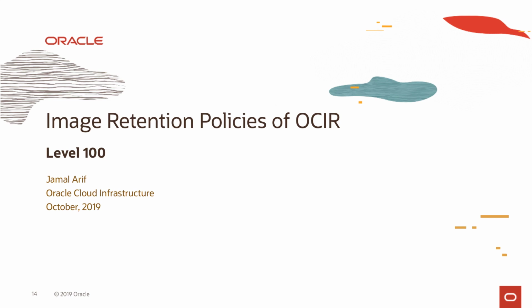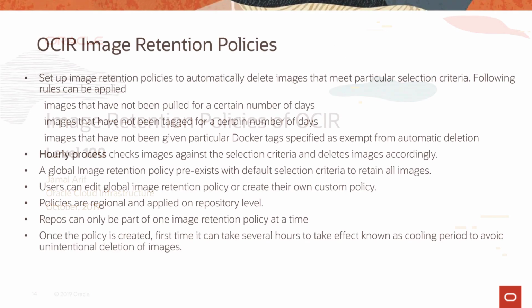So, in this video, we are going to talk about image retention policies of OCIR. We can set up image retention policies on the images that are stored in the repos within the OCIR service. There are three different policies that we can attach. You can have policies on images that have not been pulled for a certain number of days, images which have not been tagged for a certain number of days, and images that have not been given a particular Docker tag specified and exempt from the automatic deletion of your images.